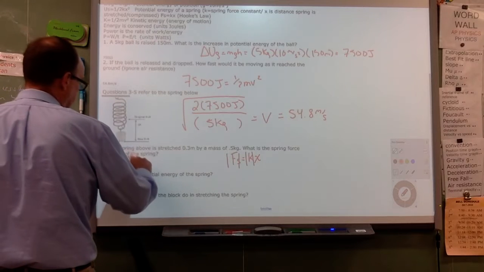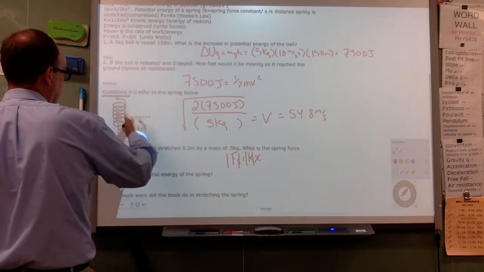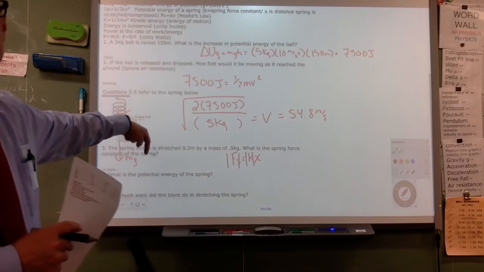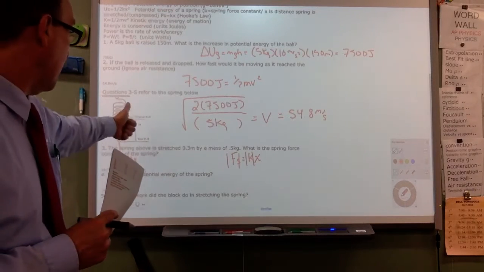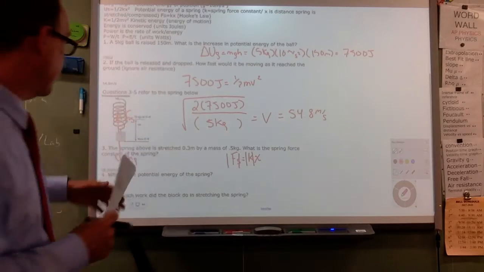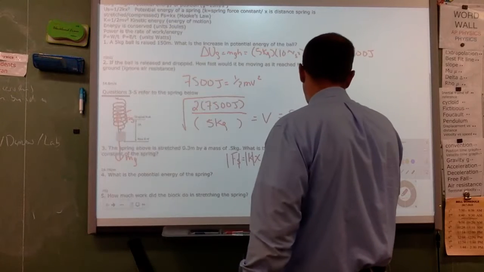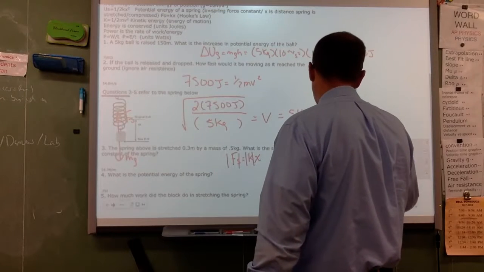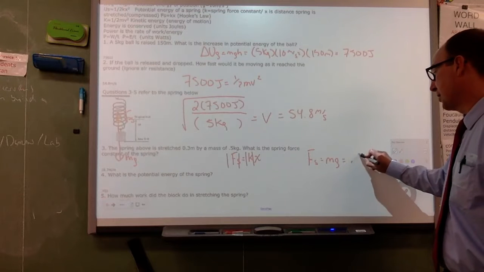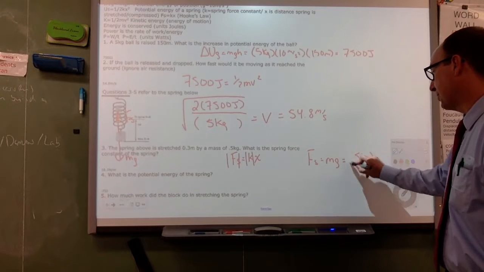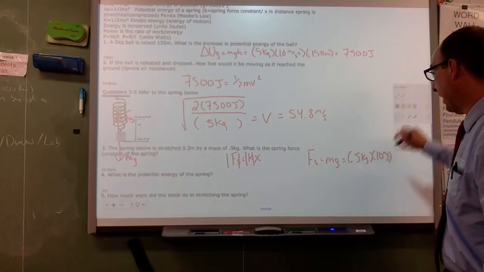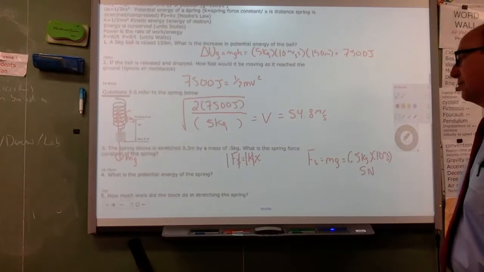This would be an F net equals 0. This block is just sitting here. So going down is the weight and going up is the spring force. So these two have to be equal to each other. That's our equilibrium. So F of S is going to be equal to mg. And so in this case, it's going to be 0.5 kilograms times 10 meters per second squared. So 0.5 times 10 is just going to give us 5 newtons.